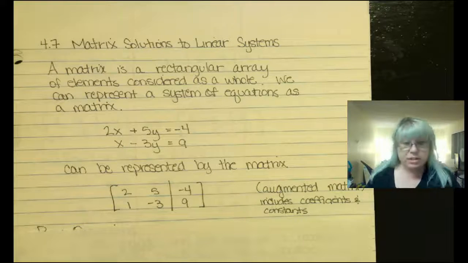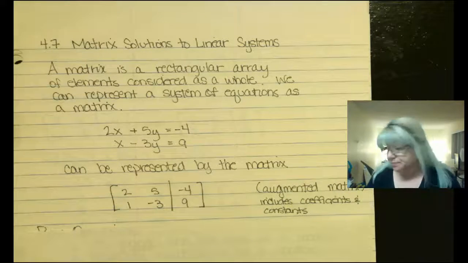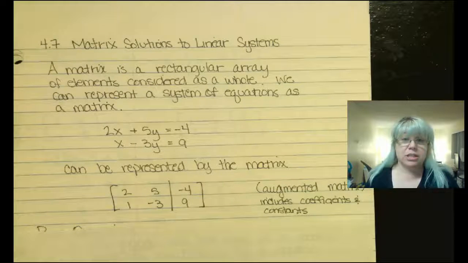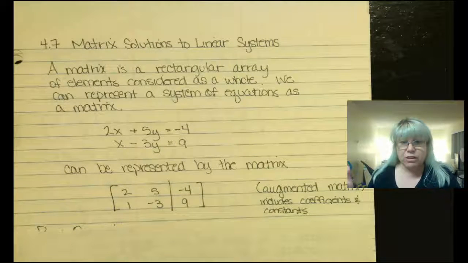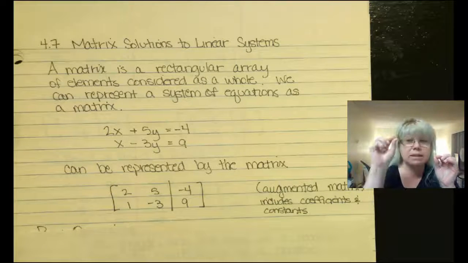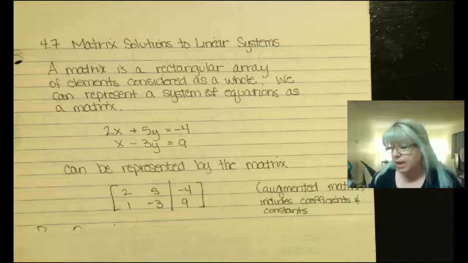And I guess the starting point is, what is a matrix? A matrix is just a rectangular array of elements that's considered as a whole. So it's a whole bunch of values, but it's considered as the whole thing. Can't just look at one little piece. We're looking at the whole entire thing.